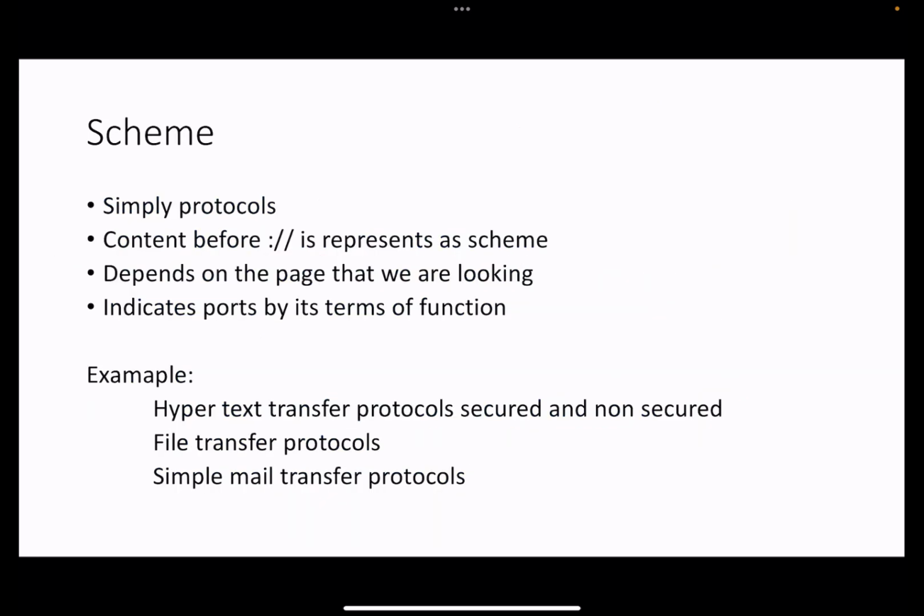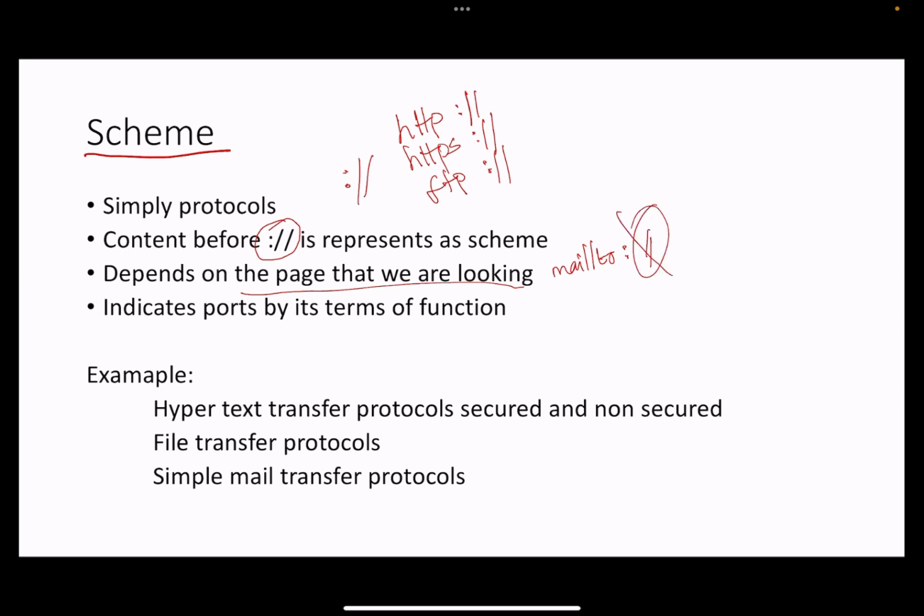Okay. Then scheme is like a protocol. The protocol content before the colon is the main thing, whether it is http or https or ftp, whatever is before this will define the URL actions. It depends on the page that we are looking at. If it is FTP, you can see it, and for mailto there is only a colon, no double slash. Okay, so that is the thing.